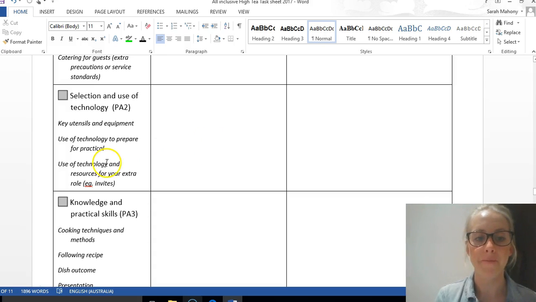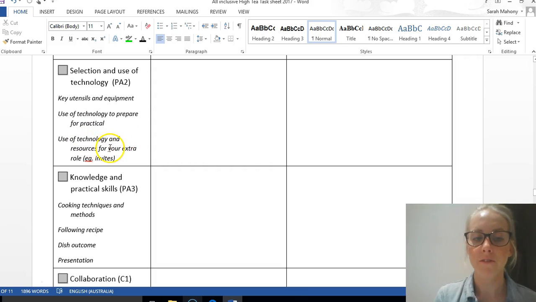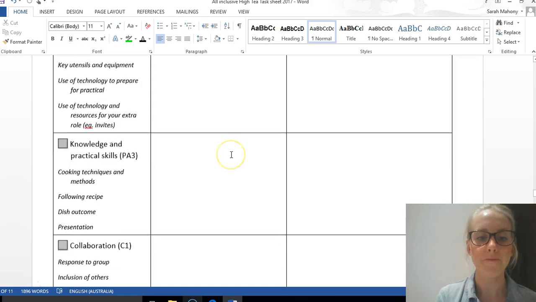with your recipe. Use of technology and resources for your extra role. So what did you use for your extra job, whether that be decorations, music, invites, recipe book, etc. Again, was this done on the computer? Did it need to be printed? Did you choose cardboard? Okay, what technology and resources were chosen and were they suitable?